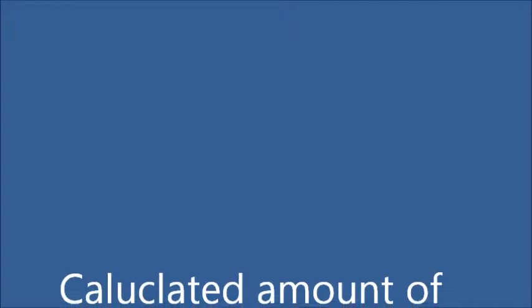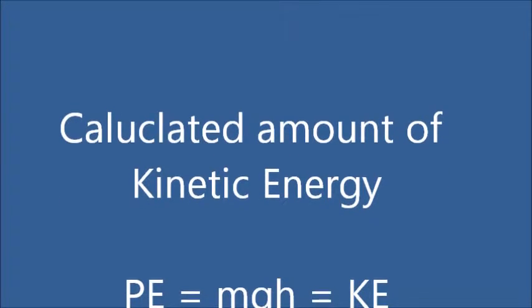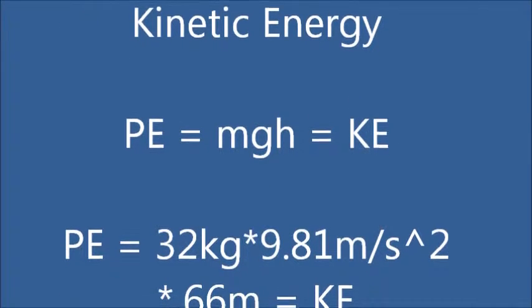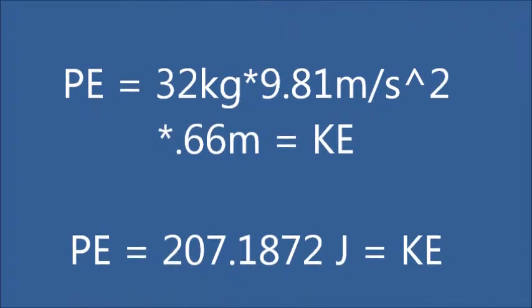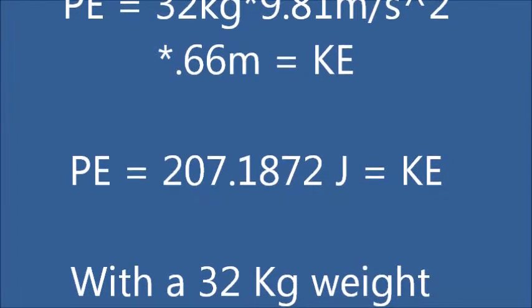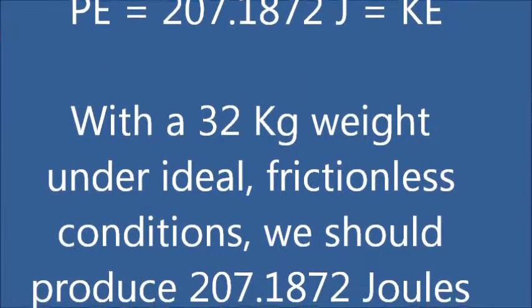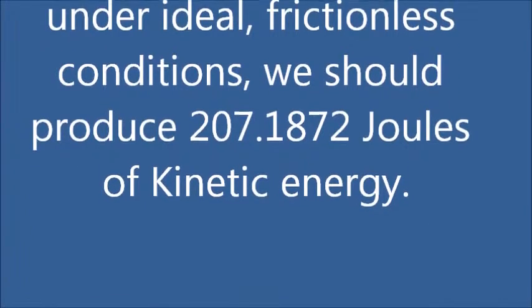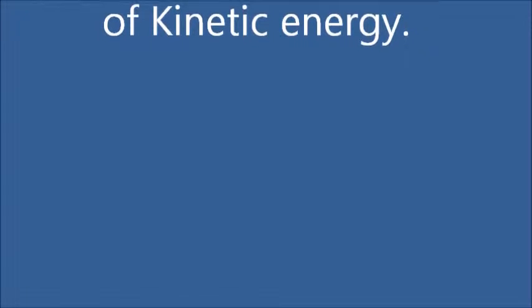For the calculated amount of kinetic energy for this experiment, we know the potential energy is the same as the kinetic energy, which equals mgh. Potential energy in this case is 32 kilograms, the weight of the counterweight, times 9.81, the acceleration of gravity, times 0.66 meters, the distance of the drop. That equals the kinetic energy. Therefore, potential energy is 207.1872 joules, which is the same as the kinetic energy. So with a 32 kilogram weight under ideal frictionless conditions, we should be able to produce 207.1872 joules of kinetic energy.